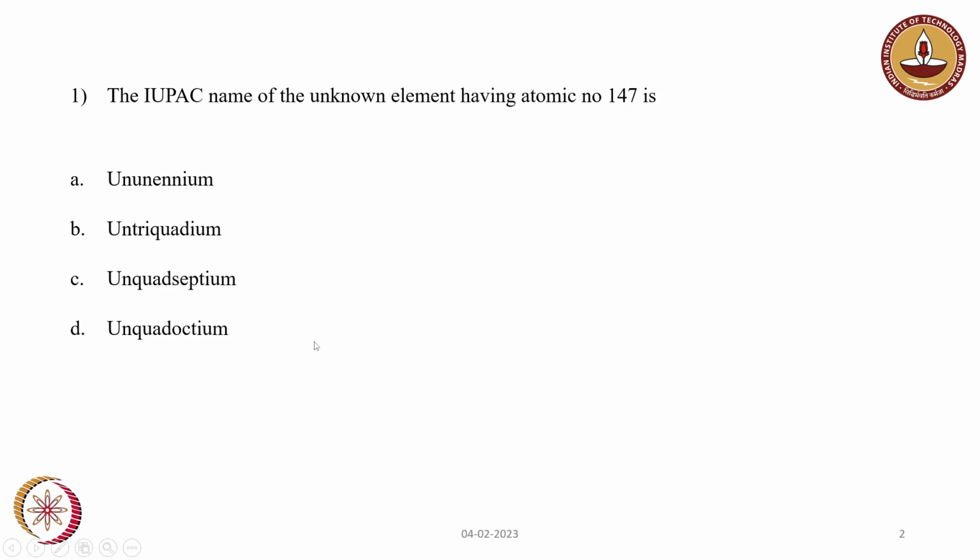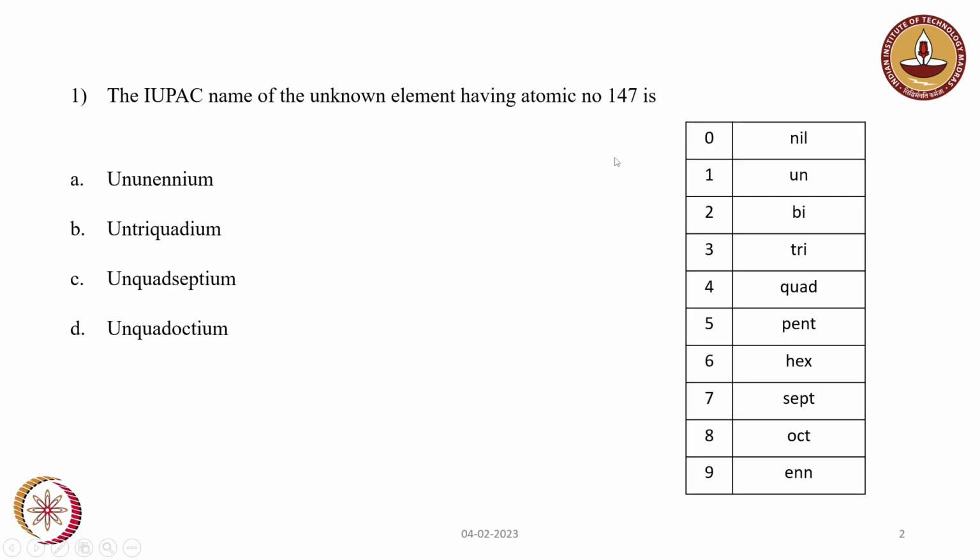So for naming any element, we should know how each number is represented. This is how each number is named. For 0, it's nil. For 1, it's un. 2 is bi. 3 is tri. 4 is quad. And 5 is pent. 6 is hex. 7 is sept. 8 is oct. And 9 is en.